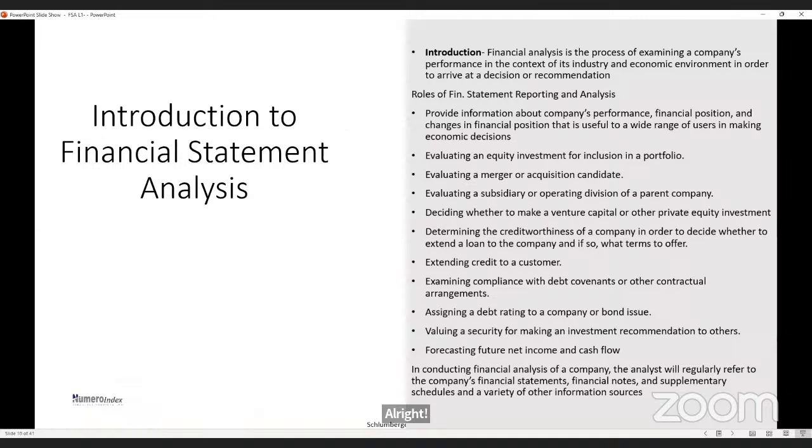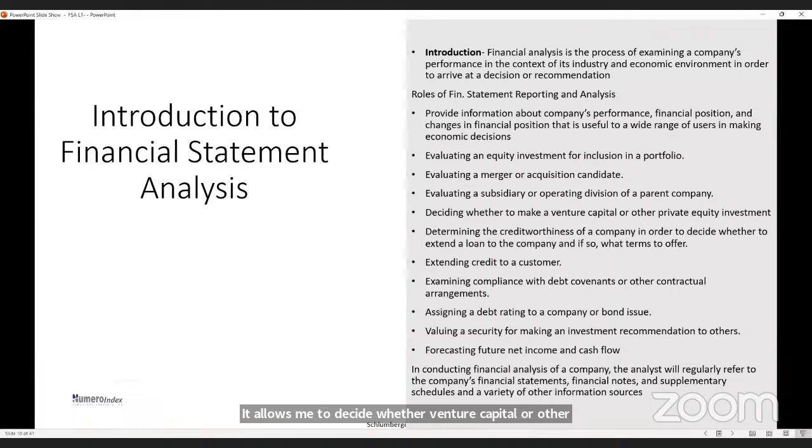Let me quickly go back. So we were on the roles of financial statement reporting and analysis. These are the various roles that financial statements can play. It can help you to make an informed decision. It can help you to evaluate equity that you want to include in your portfolio. It can help you to evaluate any mergers and acquisitions. It can also help you to evaluate an operating division, a subsidiary, or a parent company. It can even help you to determine the creditworthiness of a company. It can help you to decide whether a venture capital or other private equity investment is fine.